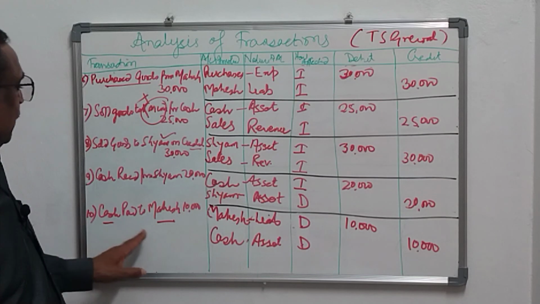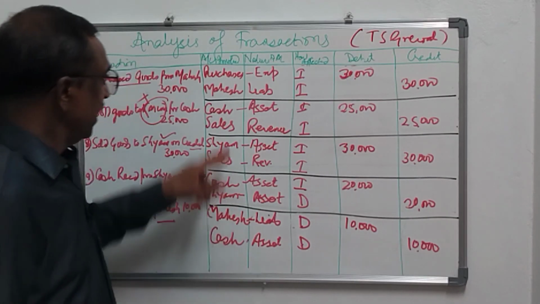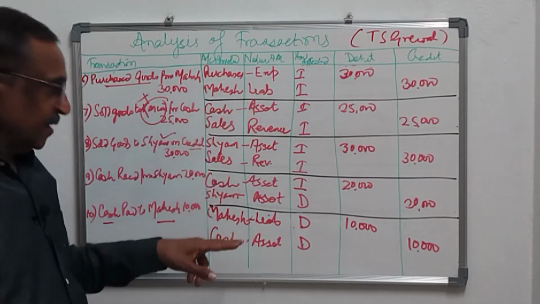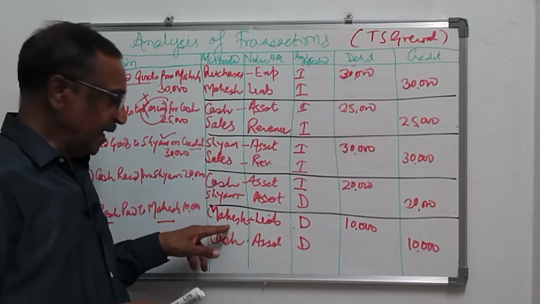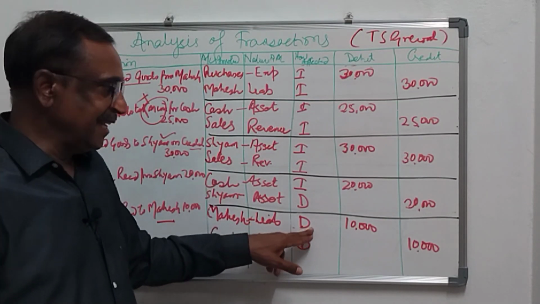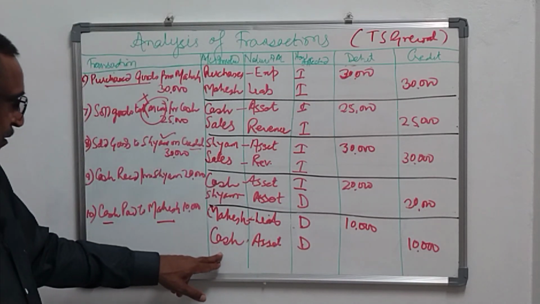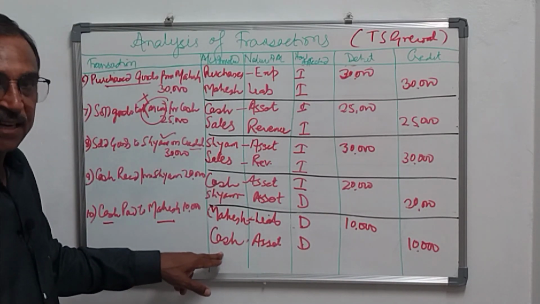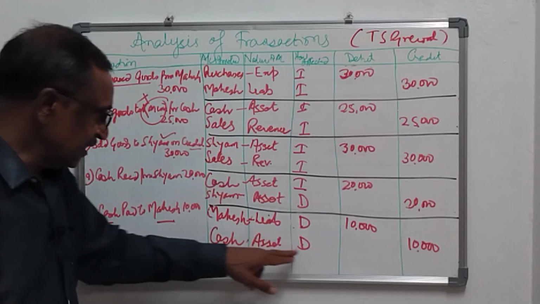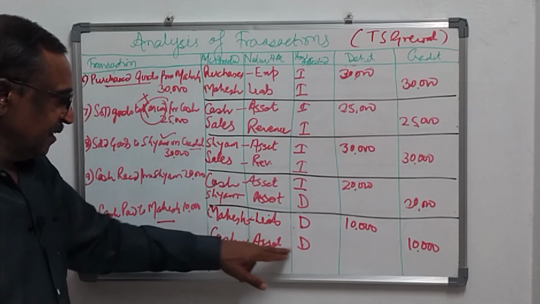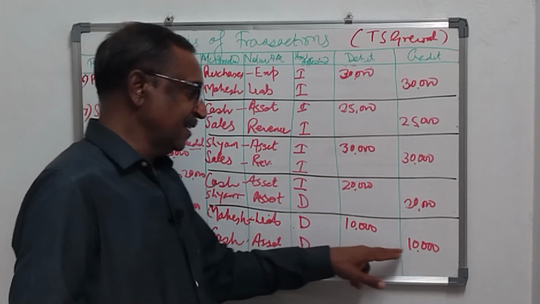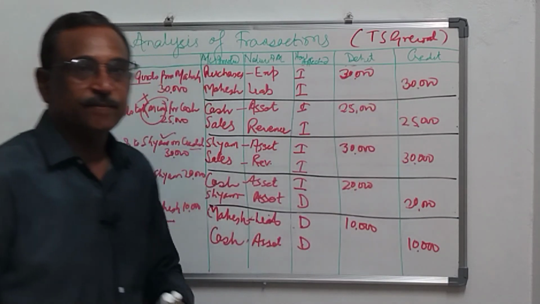And last is cash paid to Mahesh 10,000. Mahesh is your liability. So when you pay Mahesh, your liability will decrease, and decrease in liability is debited. Since you are paying in cash, this is the other account that is involved. So cash is also decreasing. That is, asset is decreasing, and decrease in asset is credited. Clear?